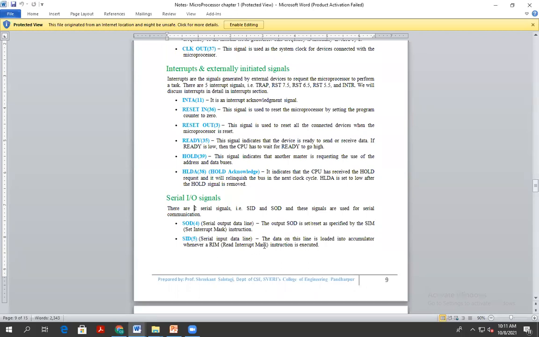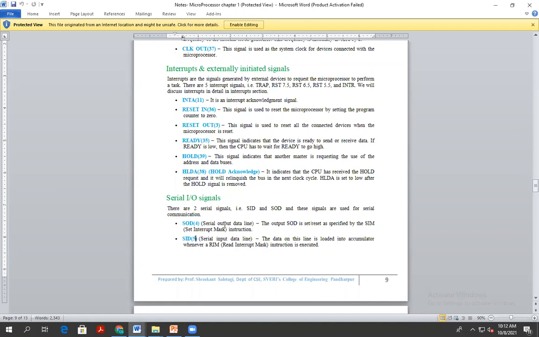RIM means read interrupt mask. So whatever you use in your mobile, that is SIM, right? You have to understand what a SIM is here. SIM is nothing but set interrupt mask. And one more, RIM, is there. You may not have heard this word, but internally that reading happens automatically. So that we call read interrupt mask at pin number 5. The data on the line is loaded into the accumulator whenever the read interrupt mask instruction is executed.